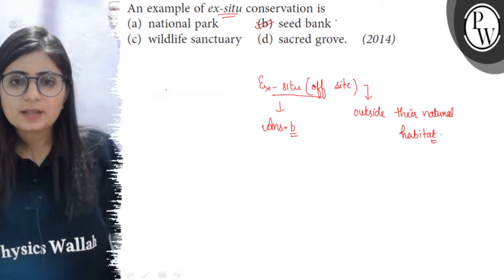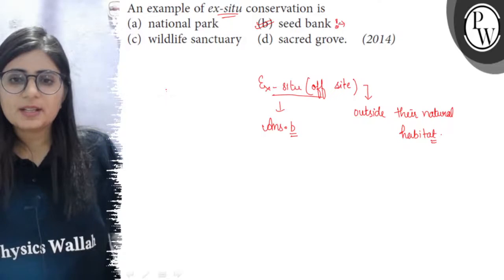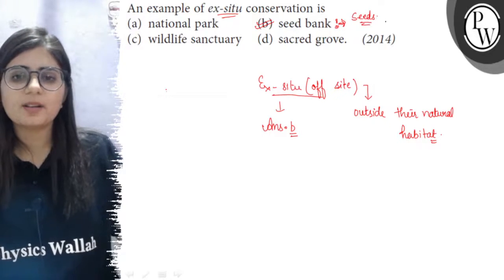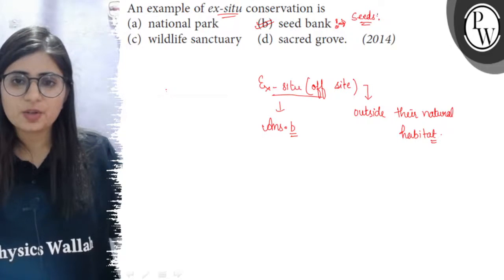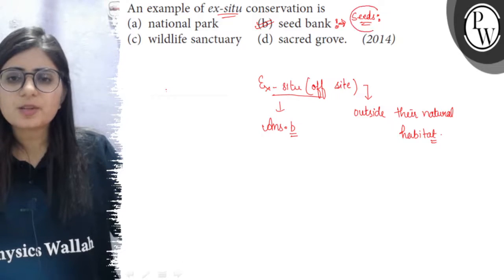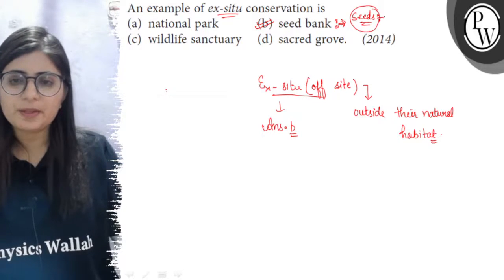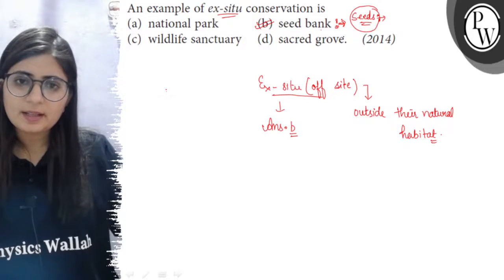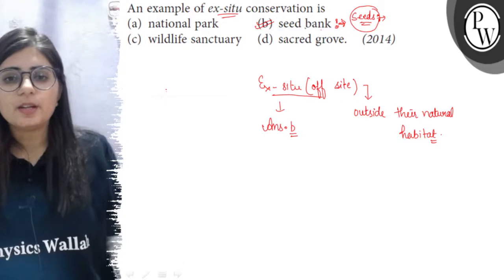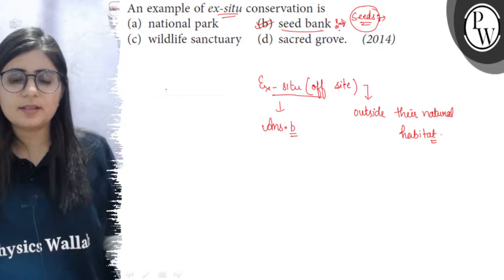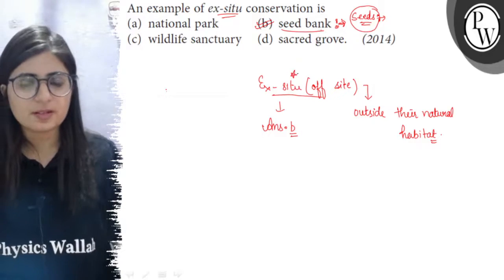So seed banks are reservoirs, or we can say a collection of seeds of various plants which are facing the threat of extinction, which are endangered, means which are threatened. The seeds of such plants are kept under preservation in banks known as seed banks. So here the seeds are collected and then they are preserved. Now the seeds are taken away from the plant, and this is the method of ex situ conservation.